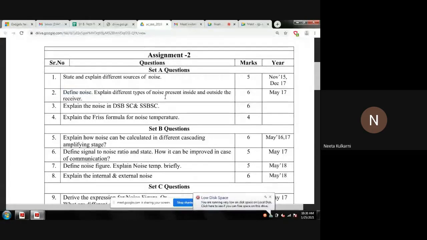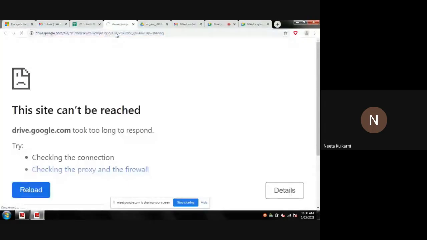Then explain the different types of noise present inside and outside the receiver. Which noises are present in the receiver? Okay, so the same answer is expected here: external and internal noise. Same answer you have to write. Okay, then we will see the next question.